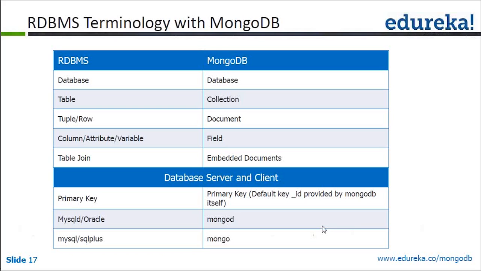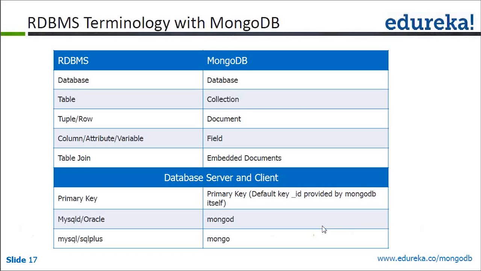Table in case of RDBMS is known as collection in case of MongoDB. So in MongoDB, we don't call them tables. Whatever we used to call table in RDBMS, we call collection in MongoDB. All the tuples or rows, whatever we used to have in RDBMS, we call them documents. Document is nothing but, as I said, a JSON object, JavaScript object notation. A JSON formatted object. We'll see that in the hands-on, don't worry. And in case of RDBMS, we have column, attribute, variable, but in case of MongoDB, we have field.